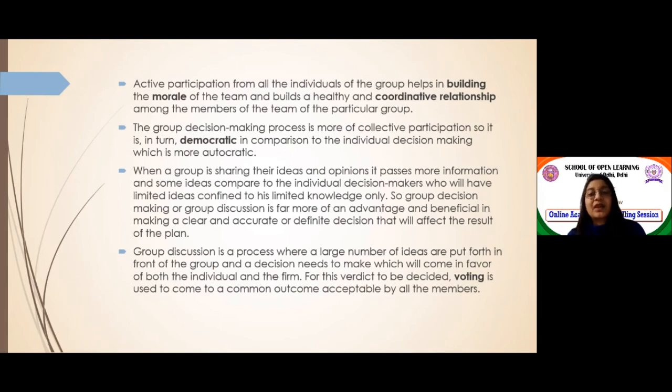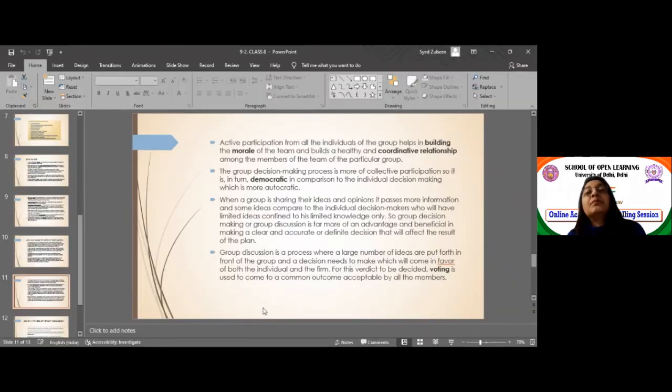Then the group decision making process is more of a collective participation. So it is in turn democratic in comparison to individual decision making, which is autocratic. Like I've already discussed, if one person is to make a decision, then it might be problematic, it might be questioned, and it might be more personal, right? Therefore, a group discussion will facilitate the idea that everyone came forward and made the decision. So it's more of a democratic process.